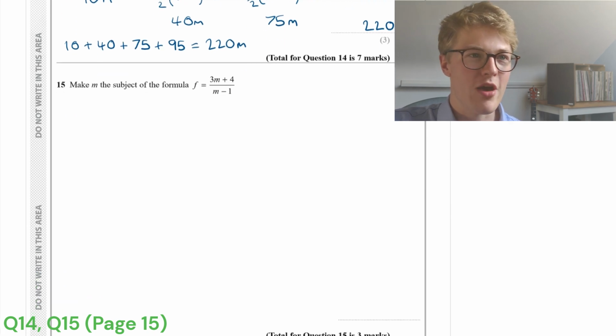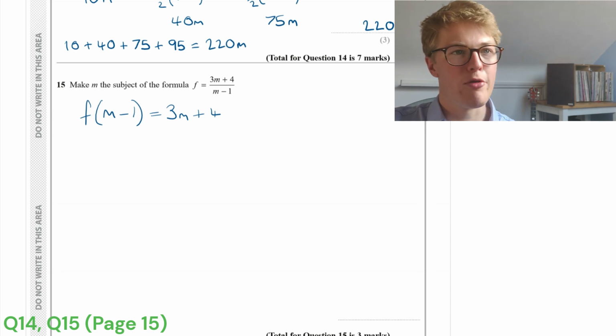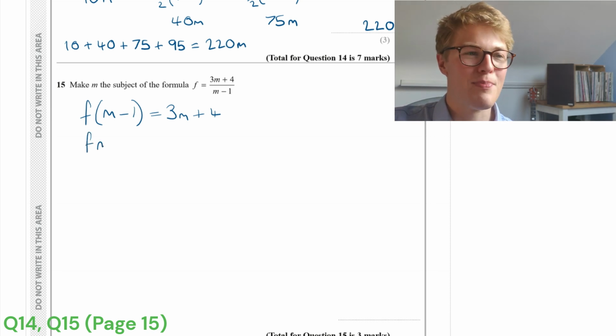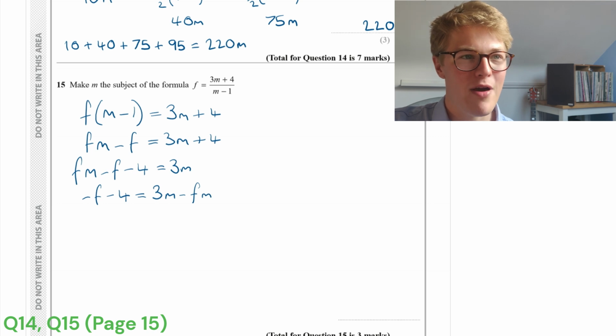Make m the subject of the formula f equals 3m plus 4 over m minus 1. So f times m minus 1 equals 3m plus 4. Here I've just multiplied both sides by m minus 1. I then expanded to get fm minus f equals 3m plus 4. We then subtract 4 from both sides and we get fm minus f minus 4 equals 3m. Then we have minus f minus 4 equals 3m minus fm, because we've subtracted fm from both sides.